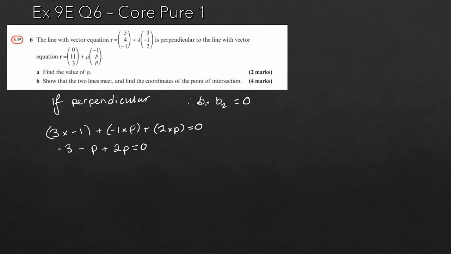So keep solving this now. This will be p is equal to 3. And there we go, we solved it. So we took the minus 3 across, and then minus p plus 2p is just p. So therefore p is equal to 3. So nice easy part A there.